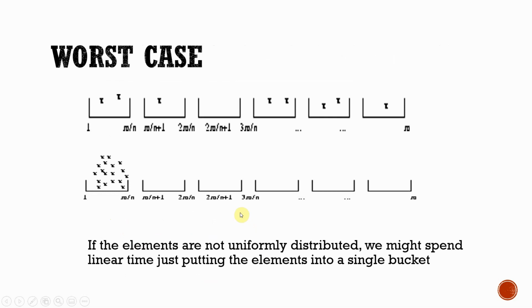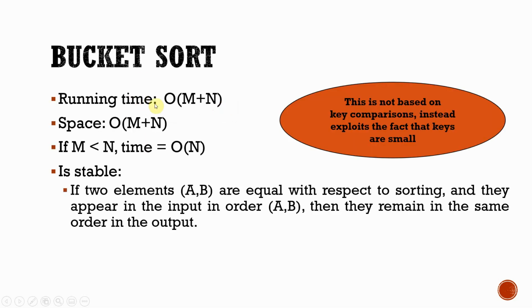Okay, so in the worst case scenario, if our data is not uniformly distributed, if all the data is in one bucket, then we have n elements that have to be sorted, and this is going to become order of n squared, right? Ideally we want something like this when the data is distributed uniformly. Running time is order of m plus n, where n is the number of elements in the array and m is the number of buckets. Space complexity is going to be the same, and if m is smaller than n, we're going to reach linear time complexity.